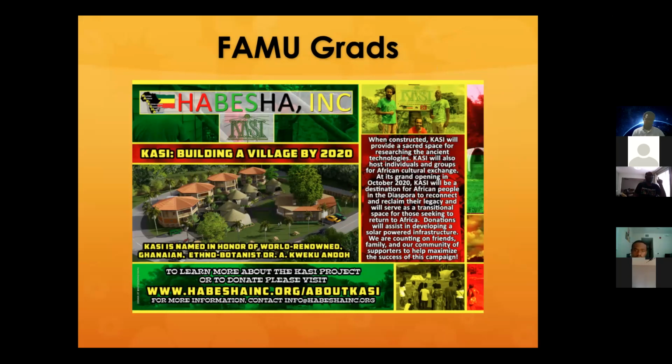Rogers. They're actually in Ghana as we speak, and they're developing a sustainability center named after a botanist from Ghana named Kweku Ando, where they're envisioning alternative forms of the built environment based on sustainable food production, sustainable energy, sustainable building, or sustainable ways to engage in the built environment, housing, things of that nature. And this is an example. And these are actually FAMU grads. So we look at solutions as well.